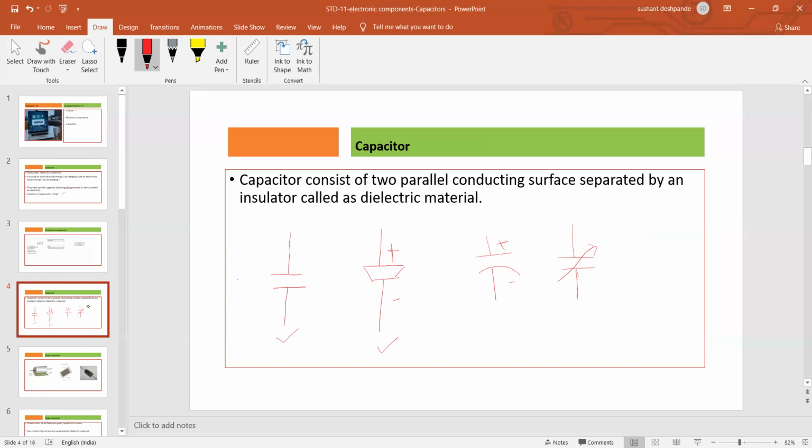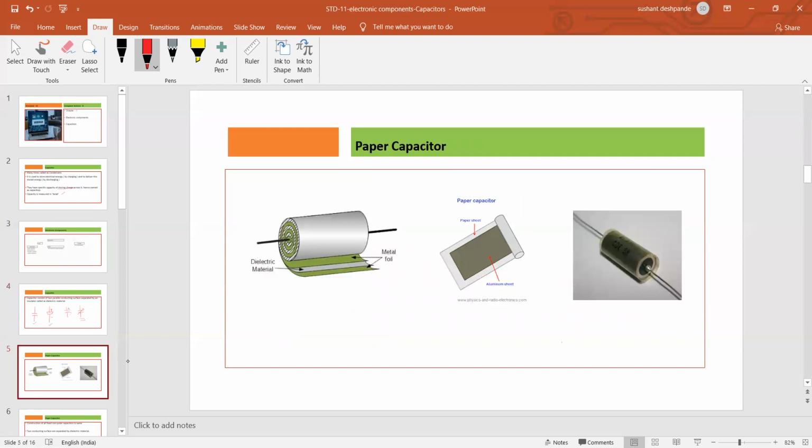And the variable capacitance is shown with this particular variable symbol. Like in resistors, we have also seen the variable resistance. So this arrow indicates that it is varying, it is not constant. So let's move ahead and see in detail the different types of capacitors.